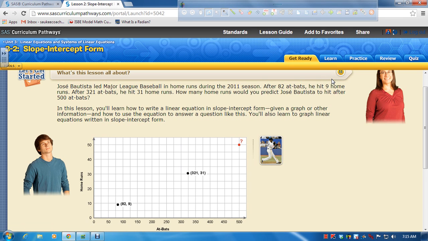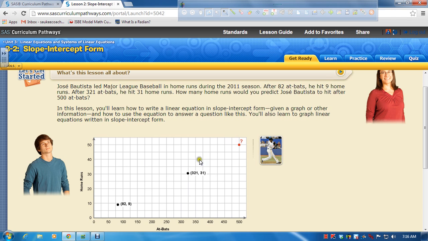Jose Bautista led Major League Baseball in home runs during the 2011 season. After 82 at-bats, he hit 9 home runs. After 321 at-bats, he hit 31 home runs. How many home runs would you predict Jose Bautista to hit after 500 at-bats? In this lesson, you'll learn how to write a linear equation in slope-intercept form, given a graph or other information, and how to use the equation to answer a question like this. You'll also learn to graph linear equations written in slope-intercept form.